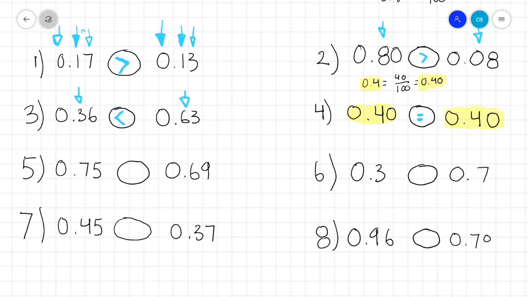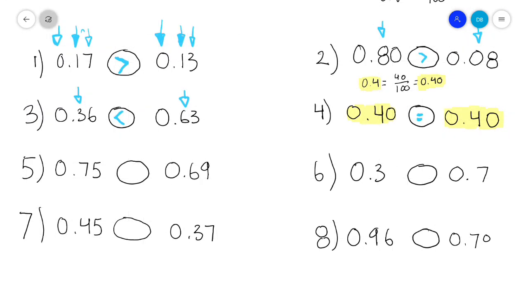All right, pause the video here, and I want you to solve numbers 5, 6, 7, and 8 on your own. When you unpause the video, I'm going to solve them. All right, let's solve them. So, number 5, we start in the tenths column, right? Here we have a 7, here we have a 6. So 75 hundredths is greater than 69 hundredths.